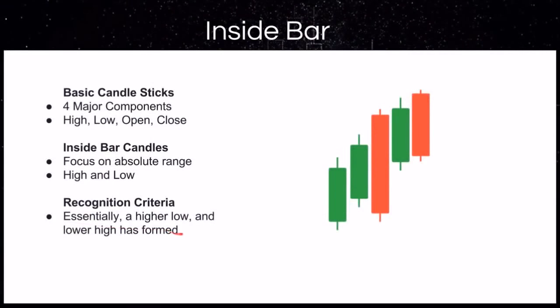So as most of us know, a basic candlestick is made up of a high and a low, which indicates the complete range on the day, as well as the open and the close, which can tell us a bit about momentum, as well as who was in control of the day, whether it was the bulls or the bears.